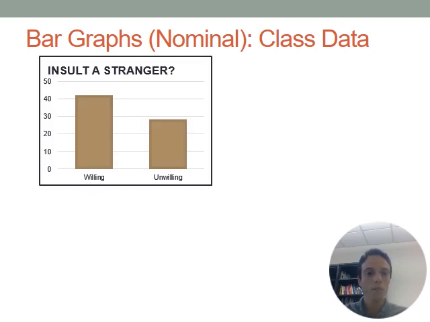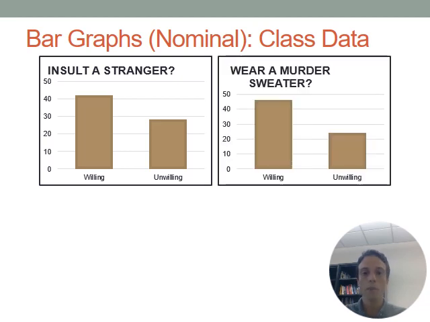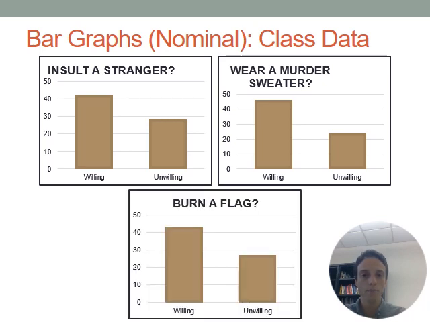Would you be willing to insult a stranger for some amount of money or not? Same answers here. You can see we have a little more than 40 said that they would be willing, a little bit less than 30 said that they would be unwilling. You could also show percentages on the y-axis if you wanted. Would you be willing to wear the murder sweater? Somewhere between 40 and 50 said they'd be willing, a little over 20 said they'd be unwilling. Would you burn a flag?